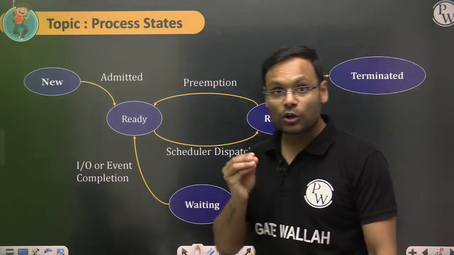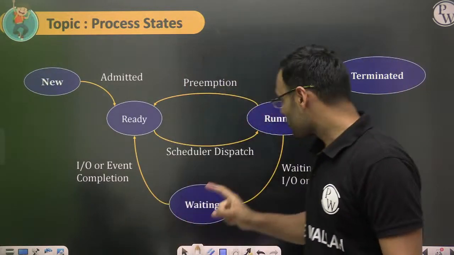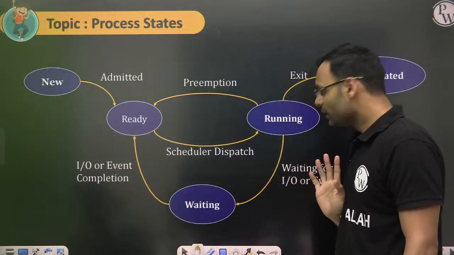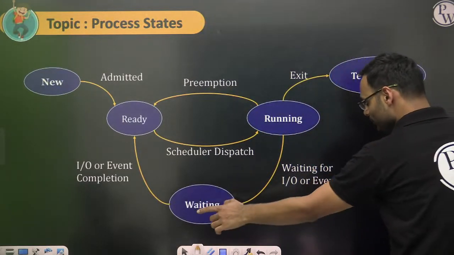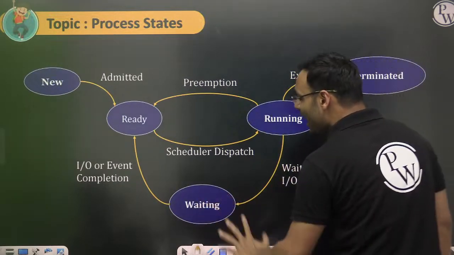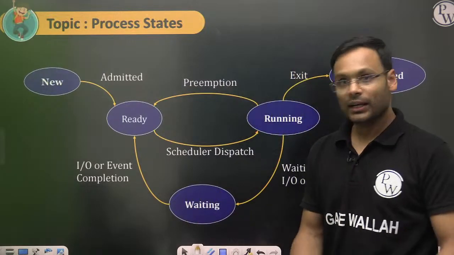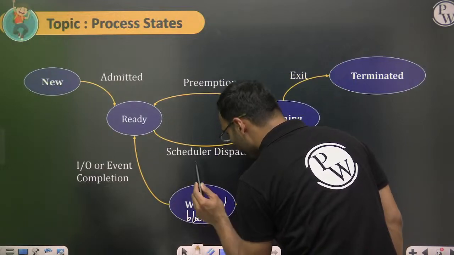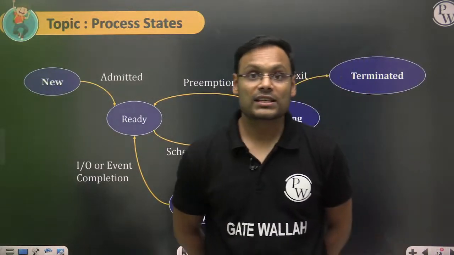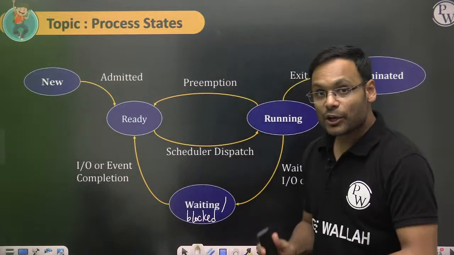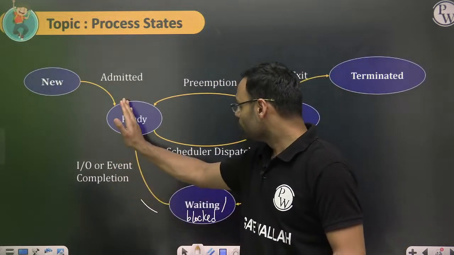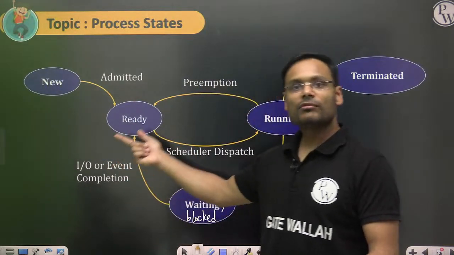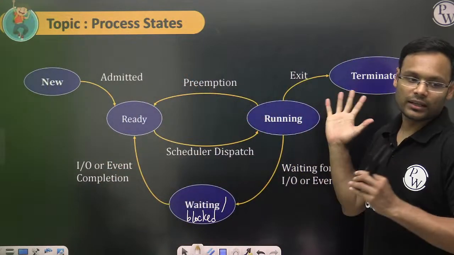If the process wants to use any IO operation, then it will take this transition to the waiting state. The process will come here, waiting for IO or an event. If the process is waiting for any IO or event, it will be in the waiting state. It is also called the blocked state, waiting or blocked state. That blocked or waiting state is where the process is waiting for or doing an IO operation. When its IO operation is done, the process will go to the ready state again, so that whenever the OS says so, that process can run again.